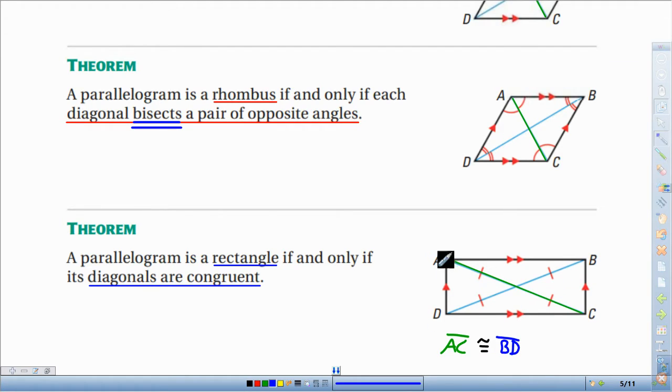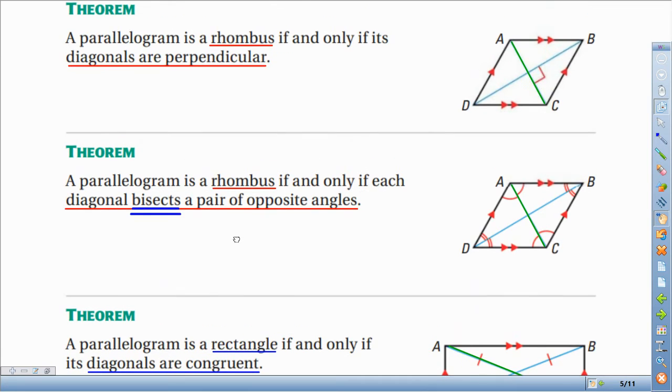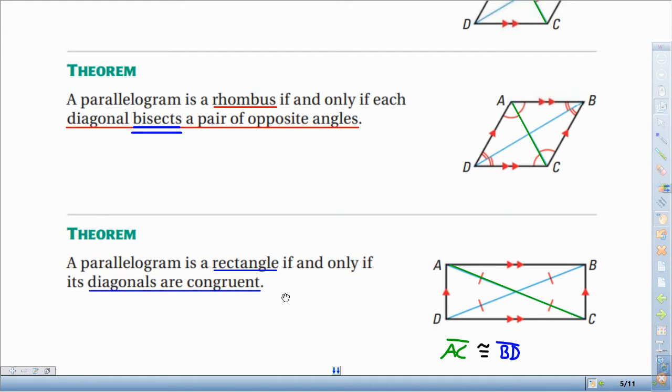Okay, the entire length of these diagonals are congruent. So that's a few more things we know about diagonals. Here's a question I want to throw out to you. We had rules for rhombuses, we had rules for rectangles. And on the next slide, I'm not going to have any rules for squares. Why don't we have any specific rules for squares?